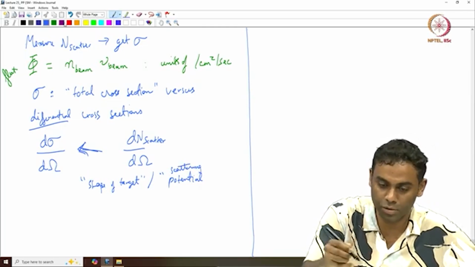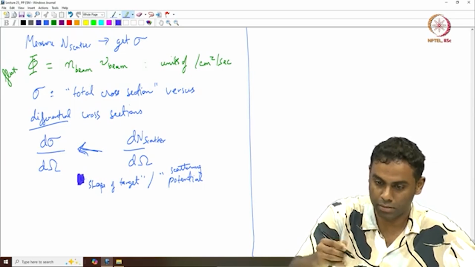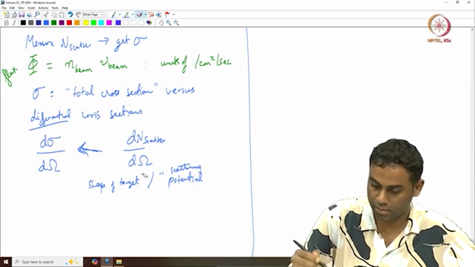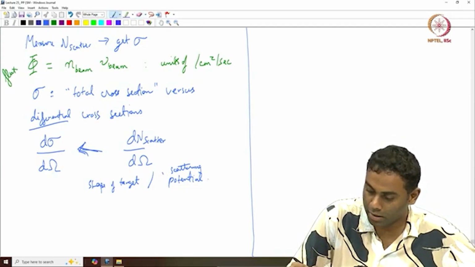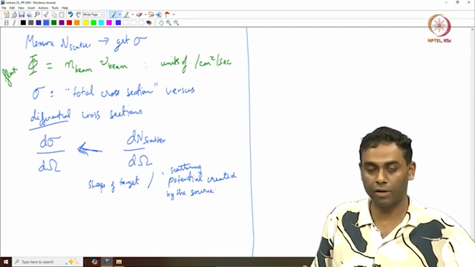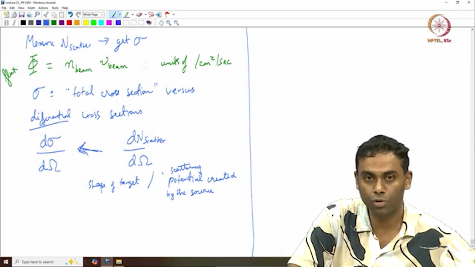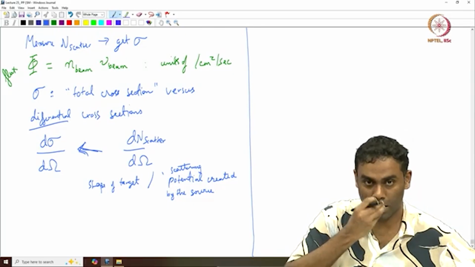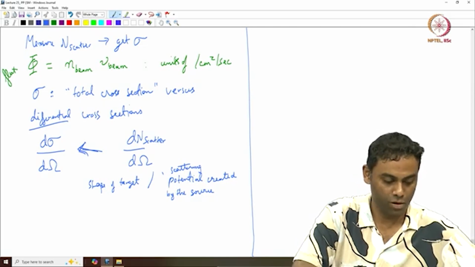So there's no need to actually put this in quotes. So it tells you about the scattering potential created by the source. Remember, in quantum mechanics, when we studied scattering, we had to go through the scattering potential first, right? And that determined how you solve the Schrodinger equation and get the cross section. That's what we're talking about here. Okay.